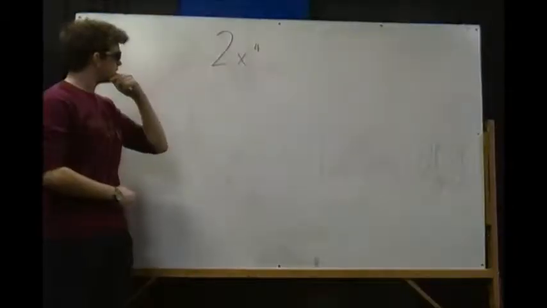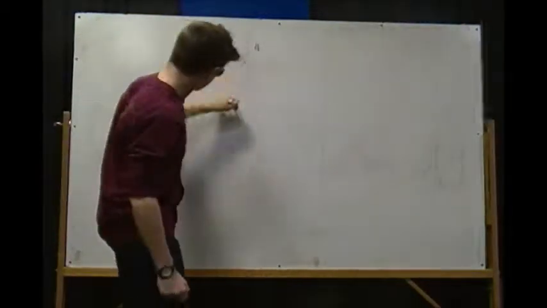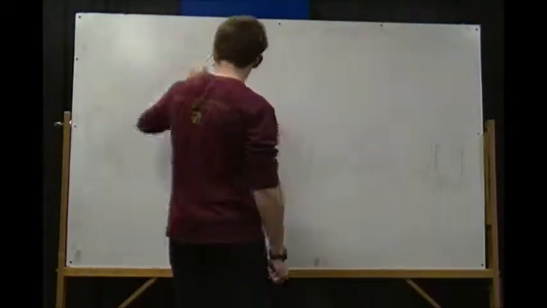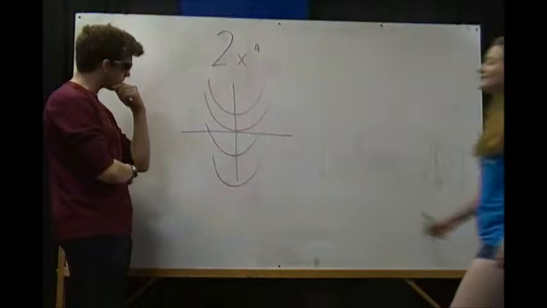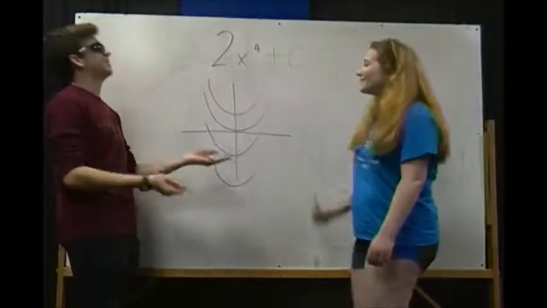Now wait just a minute, there's a problem there. That tells you what it looks like, but doesn't say where. Fixing this problem is easy as can be. Just add a constant and label it C.